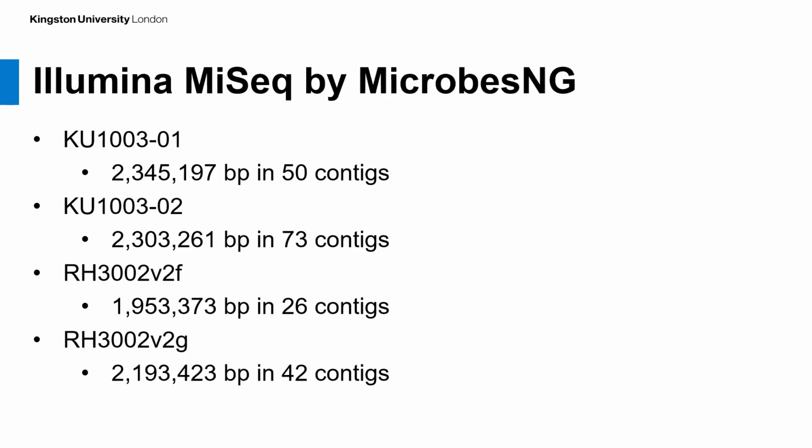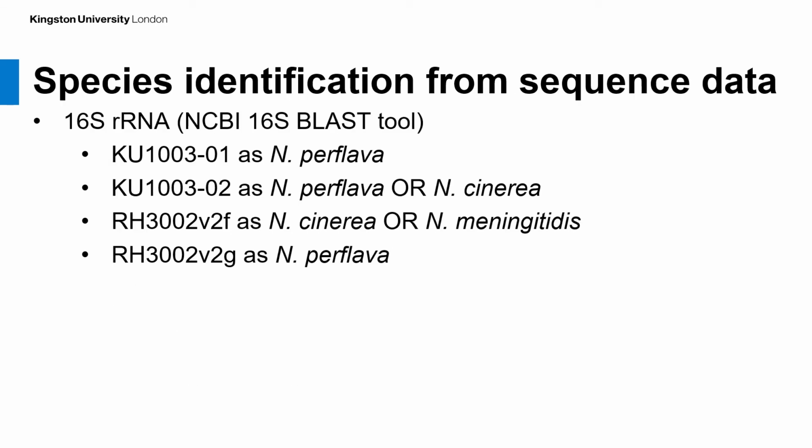So we used Illumina MiSeq to start with, and we got that from MicrobesNG. So we sent away to have the sequencing done at MicrobesNG, and this is how the data came back. These sizes of genomes are in line with what we would expect from Neisserial genomes. They're about 2 megabases, and the contig assembly wasn't too bad. It's not hundreds of contigs, it's a good manageable number of contigs. So we're quite happy with the data that came back.